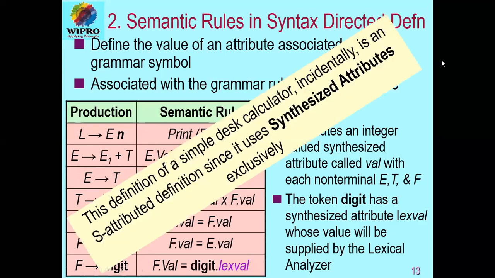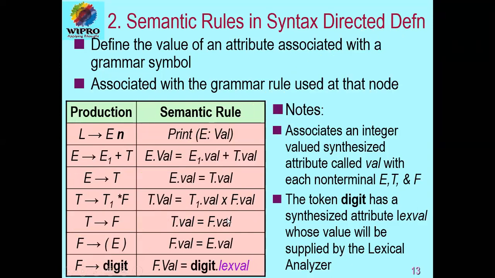So the definition of the simple desk calculator is an S attributed definition, because we have seen that all the parent values are computed from the attribute values of the children. One more important thing concerns your examination. This question is usually asked in the question paper. The semantic rule part will not be given for the simple desk calculator; you need to assume and write it. It's as simple as that. When E produces E plus T, it is obvious that E dot val is equal to E1 dot val plus T dot val.